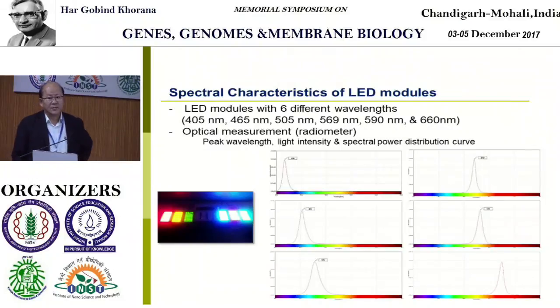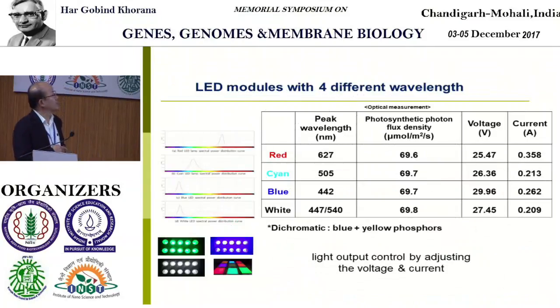After constructing the LED module system, we need to check the efficiency of the LED modules by using a radiometer. From the spectral power distribution curve, we can confirm the peak wavelengths and light intensity of the LED modules we constructed. The next one shows another set of LED modules we constructed. By adjusting the voltage and current, we can set up the system with LEDs of different wavelengths but with the same photon intensity. So we can compare the effect of specific wavelengths by using this system.